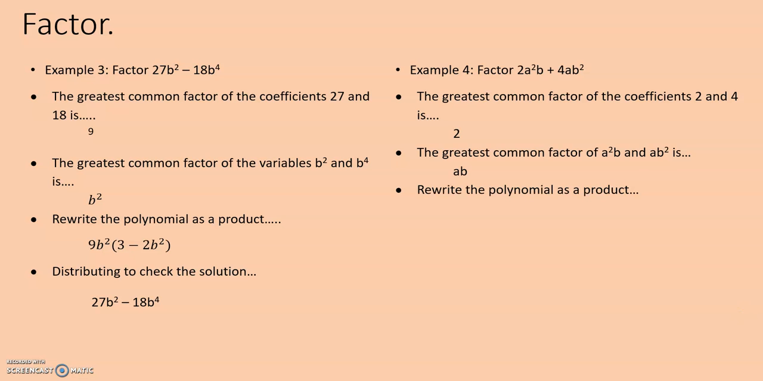Rewrite the polynomial as a product. Our term out in front of the parentheses is going to be 2ab. Times a gives us 2a squared b, plus 2 times 2 is 4. We need a b to get back to where we started. Distributing: 2a squared b plus 4ab squared.